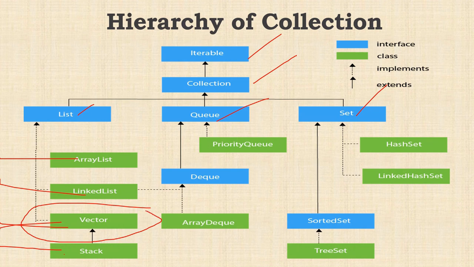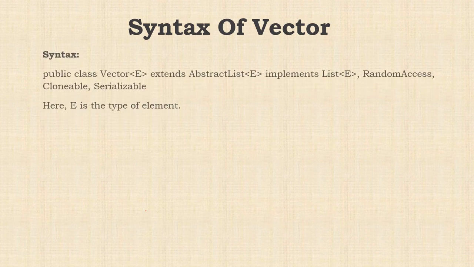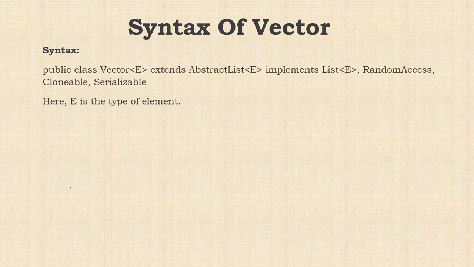You have to understand from the basics. We are going to see the syntax of Vector: how to declare a Vector and how to create a Vector object. If you see the Vector class, it extends AbstractList and implements List, RandomAccess, Cloneable, and Serializable. These are all interfaces.